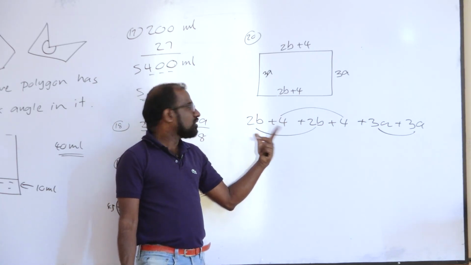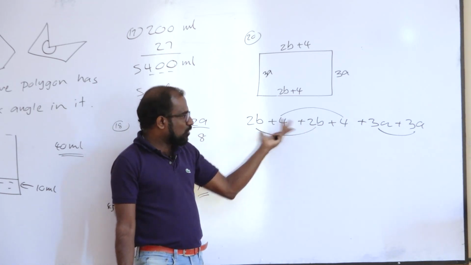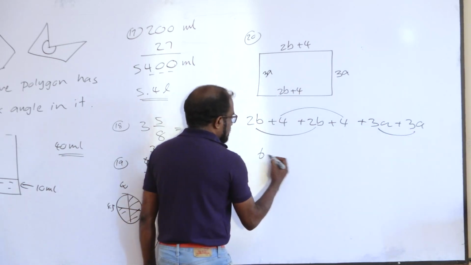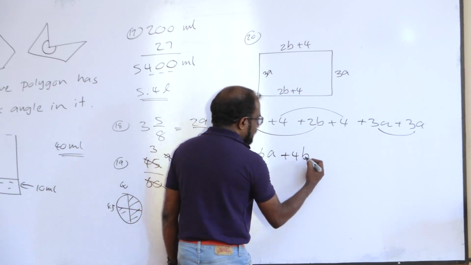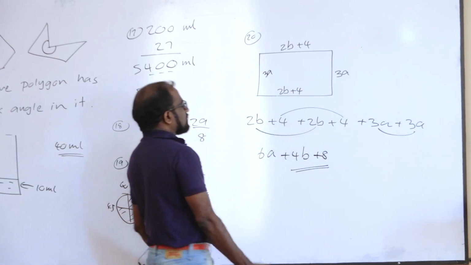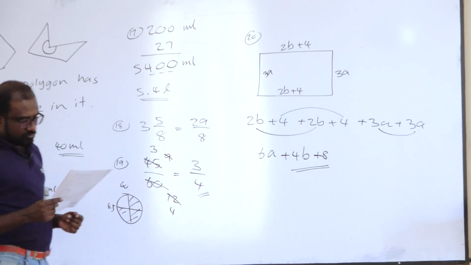So here all are plus, nothing to subtract. So add: 3a plus 3a is 6a. 2b plus 2b is 4b. 4 plus 4 is 8. 6a plus 4b plus 8. Right?